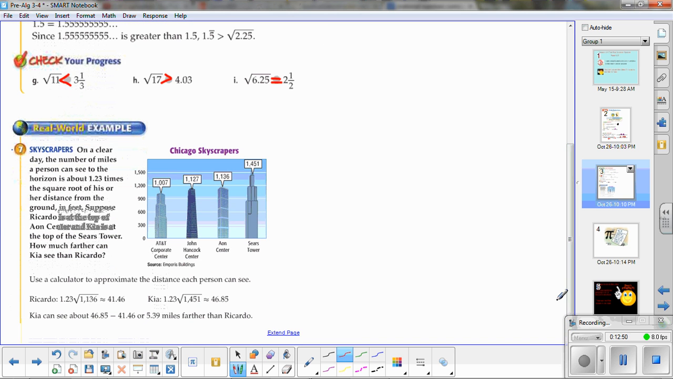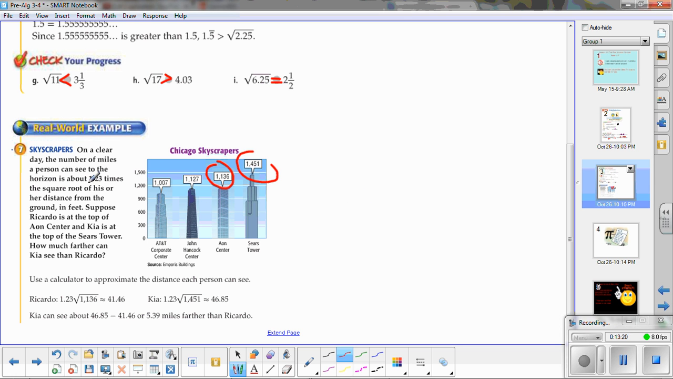The last example says on a clear day, the number of miles a person can see to the horizon is about 1.23, or 1 23/100, times the square root of his or her distance from the ground in feet. Suppose Ricardo is at the top of Ion Center and Kia is at the top of the Sears Tower. How much further can Kia see than Ricardo?